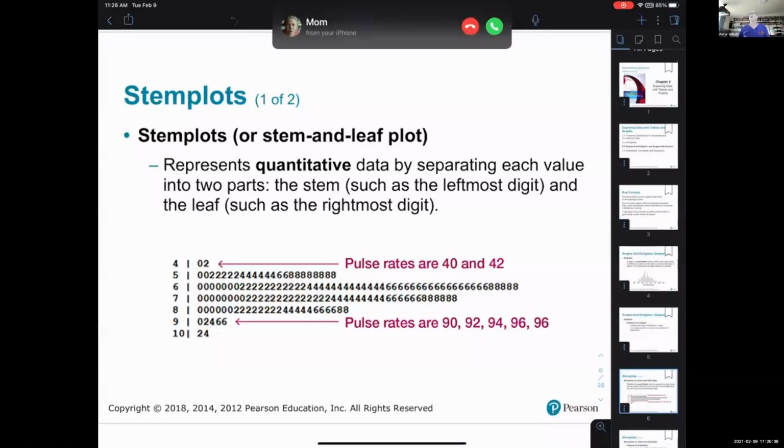Hi, Mom. Which might be lost from a typical data value. If I can close that.